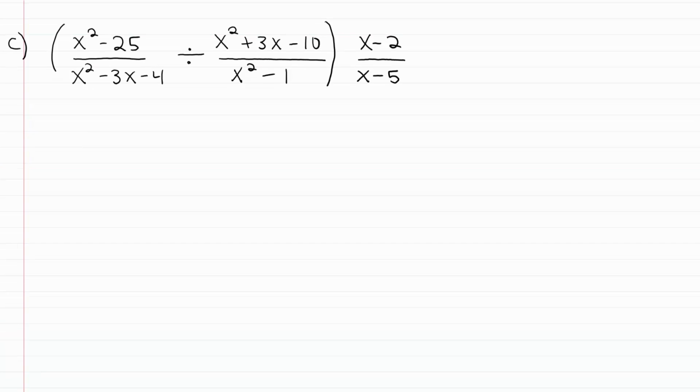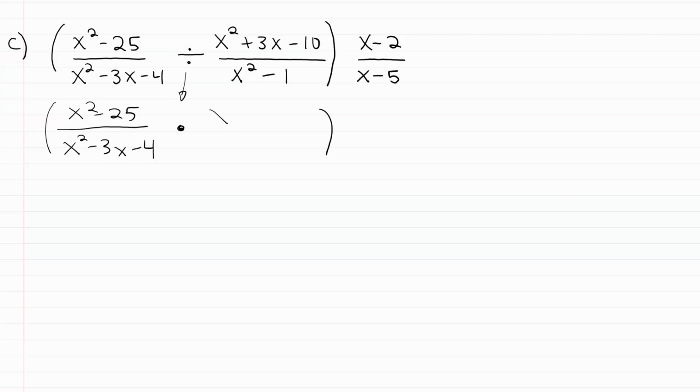To do example C, we want to first work inside the parenthesis, converting that division into multiplication. So we'll have x squared minus 25 divided by x squared minus 3x minus 4. That division symbol will become multiplication, right? Then we reciprocate the fraction next to it. So x squared minus 1 divided by x squared plus 3x minus 10. And on the outside, we still have x minus 2, x minus 5.